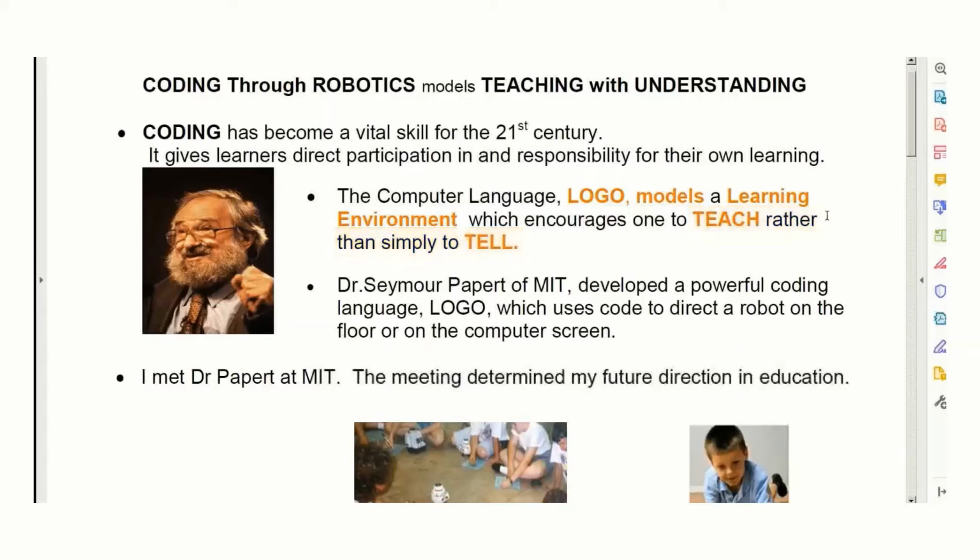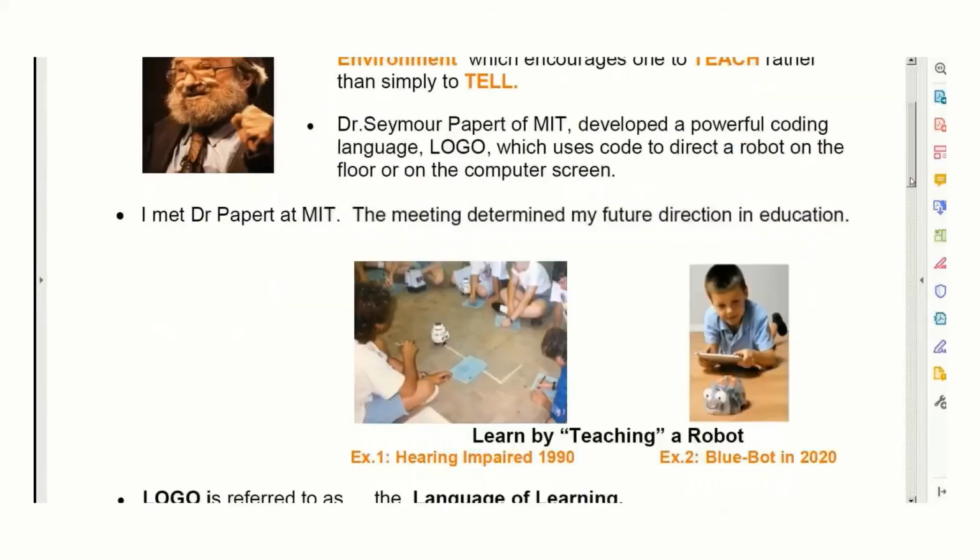Logo is an intuitive, simple, yet powerful visual coding language designed especially for young learners. Dr. Seymour Papert of MIT developed this powerful coding language, which uses code to direct a robot on the floor or on the computer screen. I met Dr. Papert at MIT. The meeting determined my future direction in education.